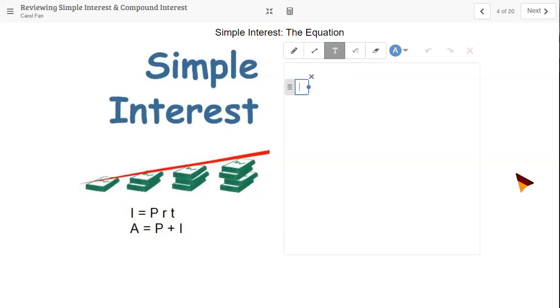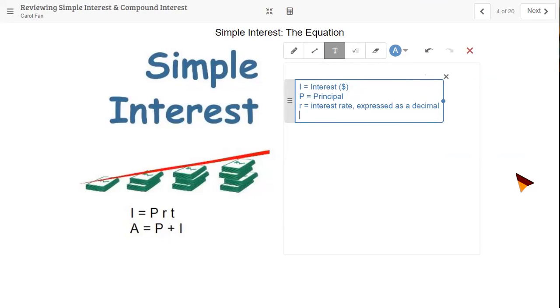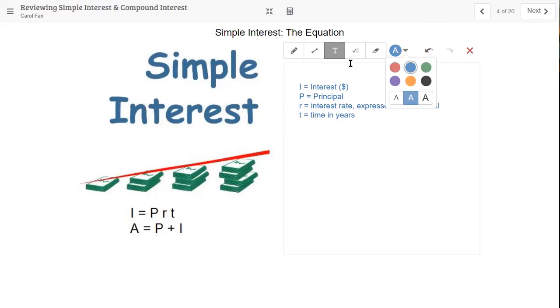Okay, so let's write this all down. I is our interest in dollars. P is the principal. R is our interest rate, and that has to be expressed as a decimal. And T is time in years. So when I say it's time in years, if I ever have something that is not in a full year, we can make it as a fraction of a year.